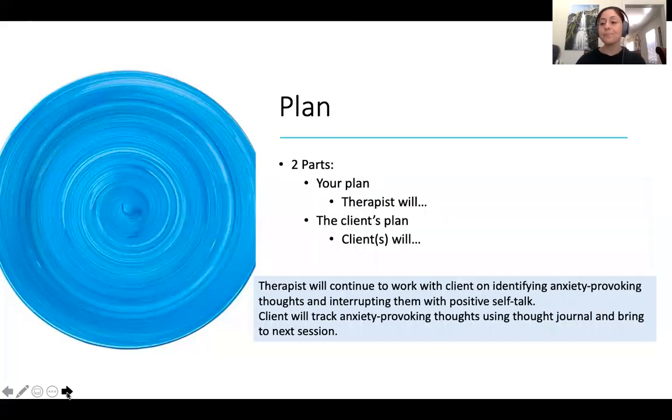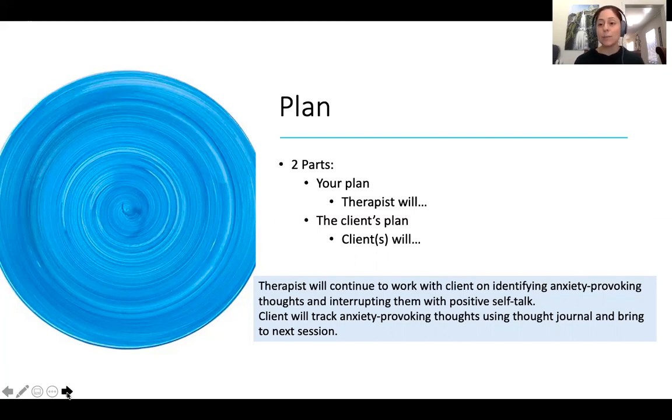Okay. The last part of the progress note is the plan, and it is a two-part section. First, you indicate what you, the therapist, will do to support the client, and then you indicate what the client will do between now and the next session. All right, so I've written, therapist will continue to work with client on identifying anxiety-provoking thoughts and interrupting them with positive self-talk. And client will track anxiety-provoking thoughts using thought journal and bring to next session.